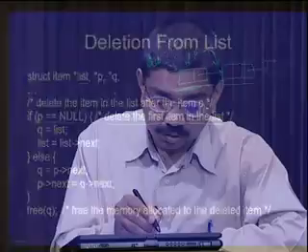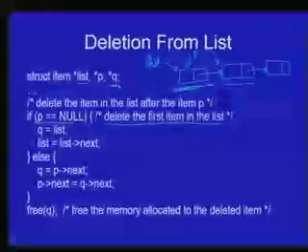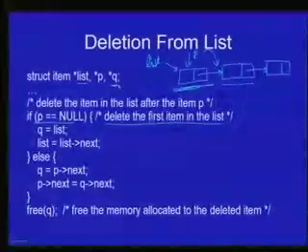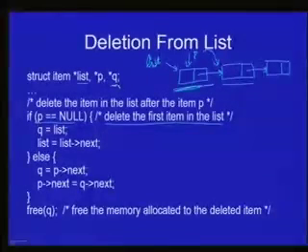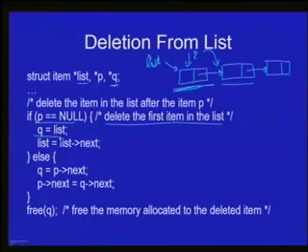So now what we are doing is using the variable Q to point to the element which is being removed from the list, so that we can free the memory assigned to this element. So Q is set to list if P is null. Remember that if P is null, then the very first element of the list has to be deleted. So Q is made to point to the list.